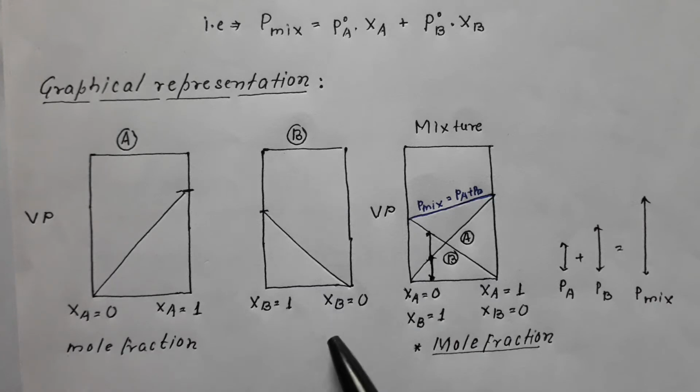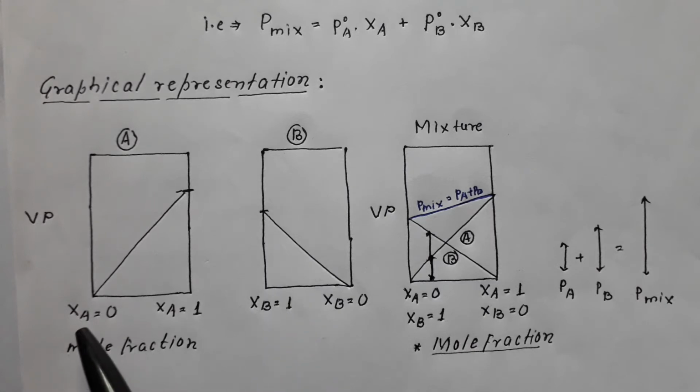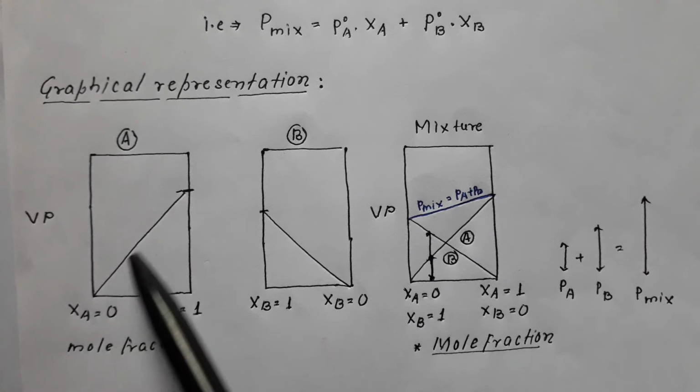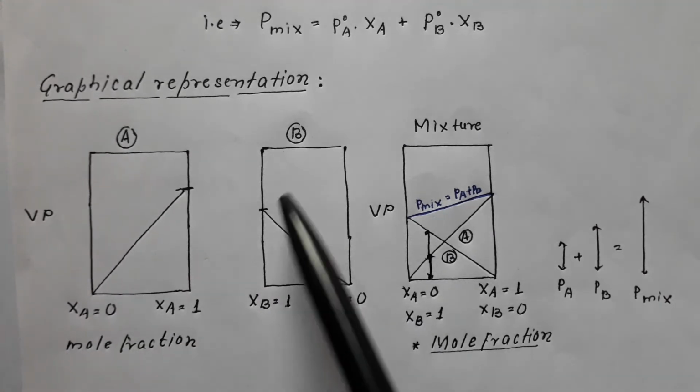This is for B. Again, it is mole fraction versus vapor pressure. The mole fraction of solvent in B is XB, whose minimum value is 0 and maximum value is 1. When it is 0, vapor pressure is 0. When it becomes maximum, vapor pressure becomes maximum. So this is the vapor pressure versus mole fraction graph for component A, and this is for component B.